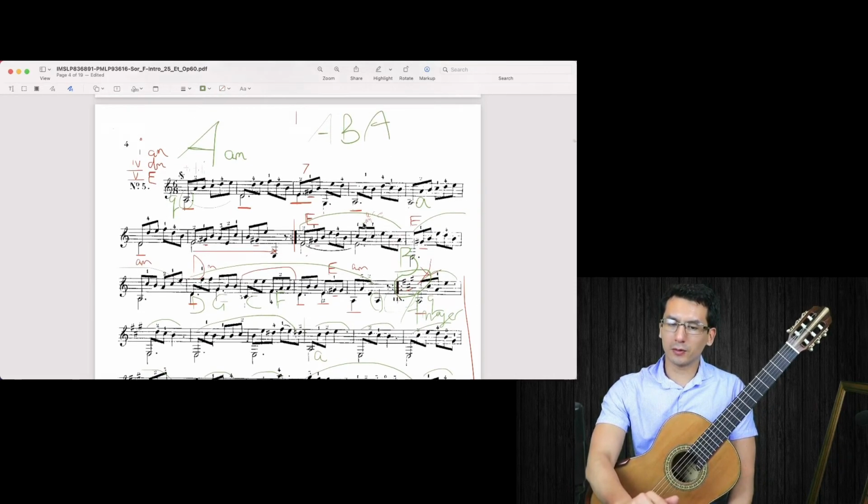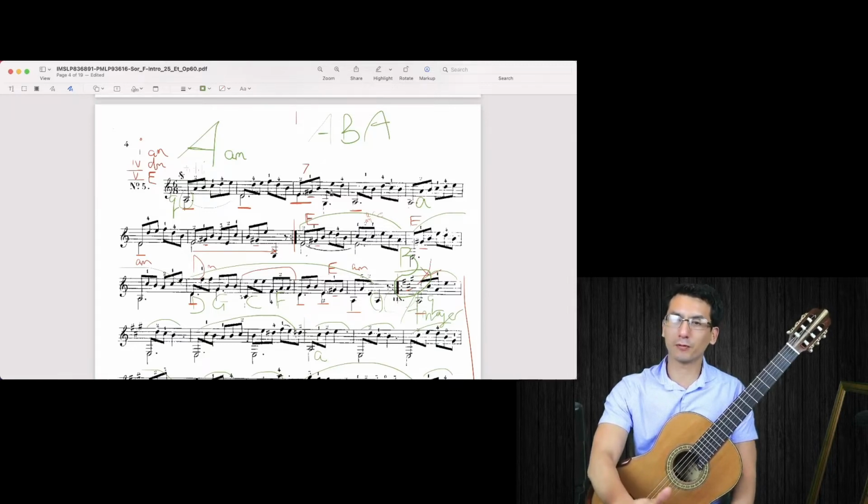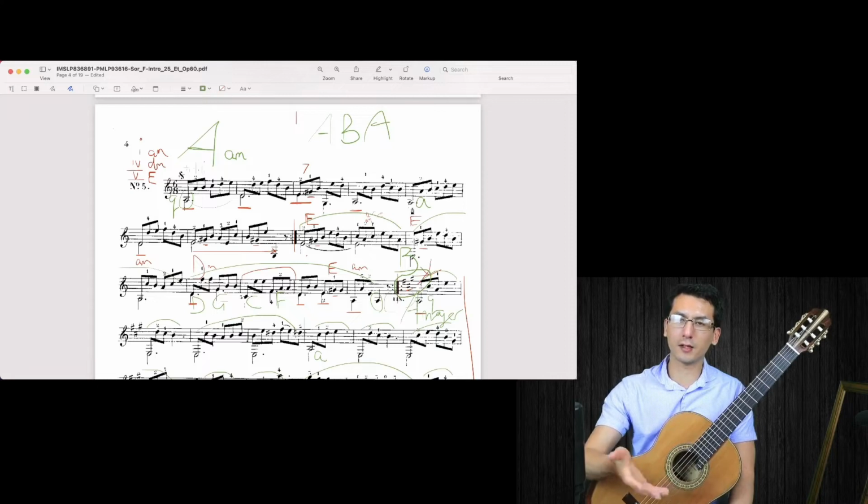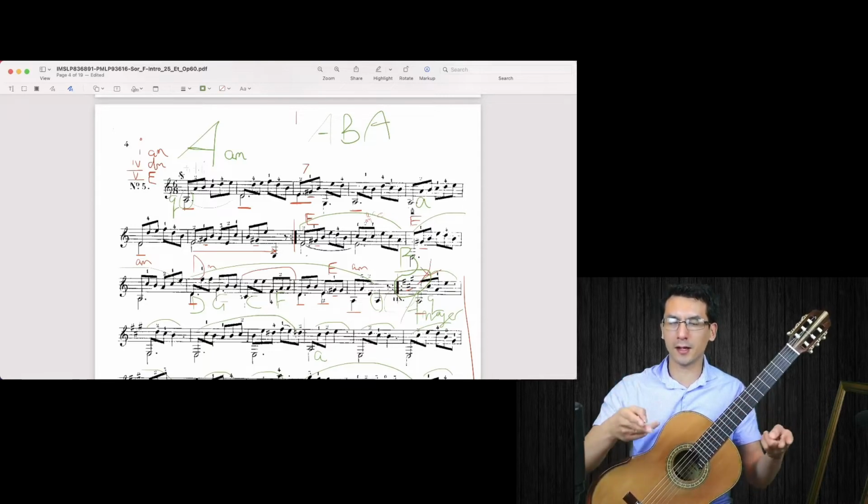Now, after we've looked at the form and the keys, I like to look at phrase structures, because there are only a couple of phrase structures really that are used a lot. There's the parallel periods and sentences, and Fernando Sor uses both of these phrase structures. So parallel period, a period is basically where we have two phrases, like a question and an answer. A parallel period is when the question and the answer start with the same material.